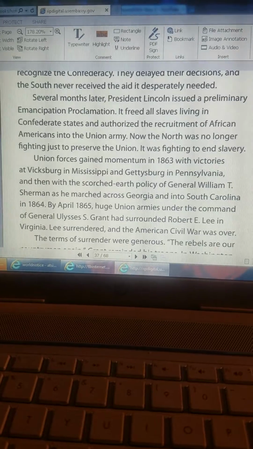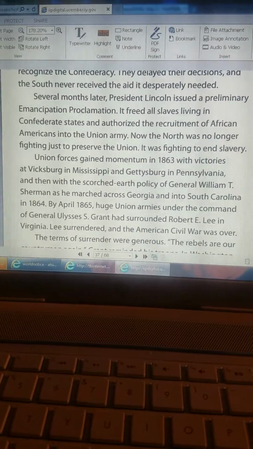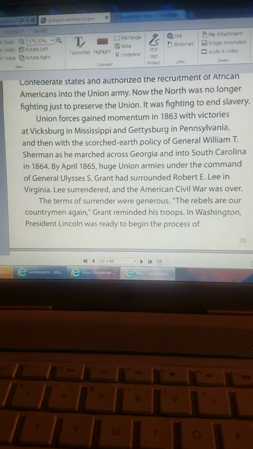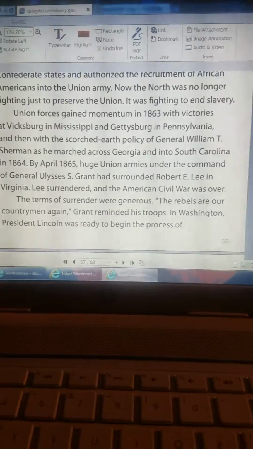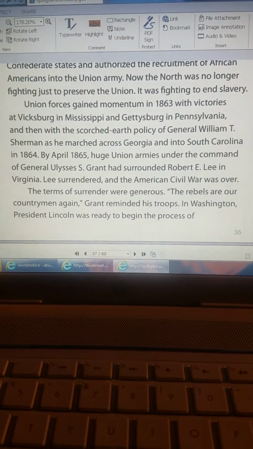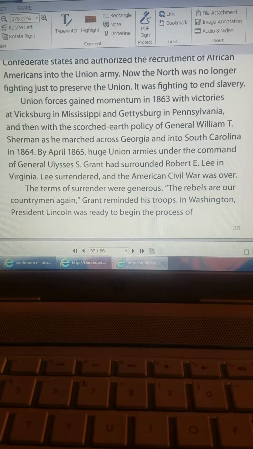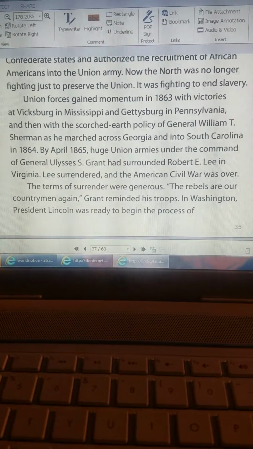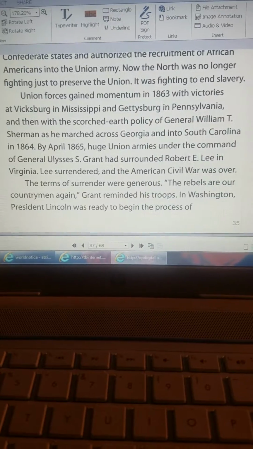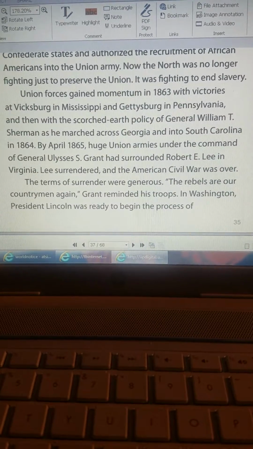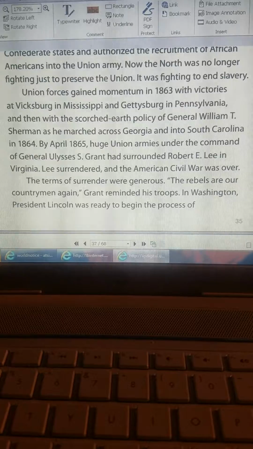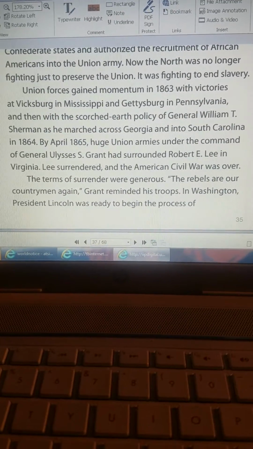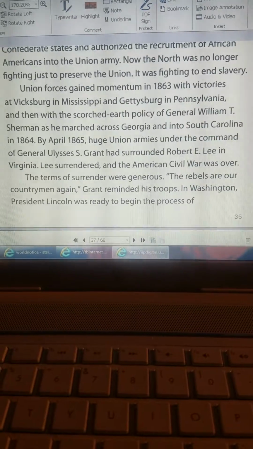It freed all slaves living in Confederate states and authorized the recruitment of African Americans into the Union Army. Now, the North was no longer fighting just to preserve the Union, it was fighting to end slavery. Union forces gained momentum in 1863 with victories at Vicksburg in Mississippi and Gettysburg in Pennsylvania, and then with the scorched earth policy of General William T. Sherman as he marched across Georgia into South Carolina in 1864.